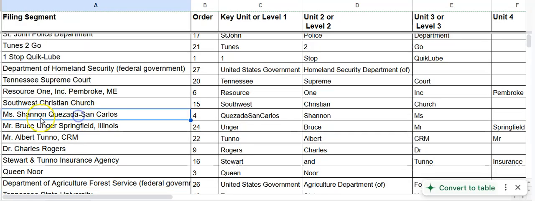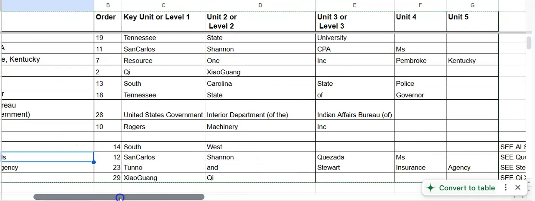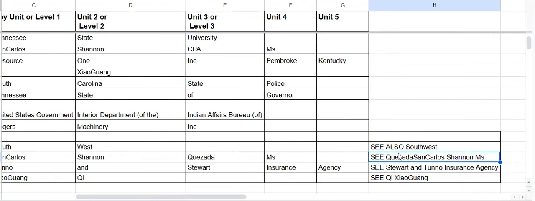Okay, for this next one, we have Ms. Shannon Quezada-San Carlos. So this is a hyphenated name. So Quezada San Carlos is your key unit, then Shannon, then Ms. Because it's a hyphenated last name, we do need to create a cross-reference for that. So the cross-reference is going to be for San Carlos, and then her first name, and then Quezada, and then Ms. Okay, and your See notation should be See Quezada San Carlos, Shannon, Ms.